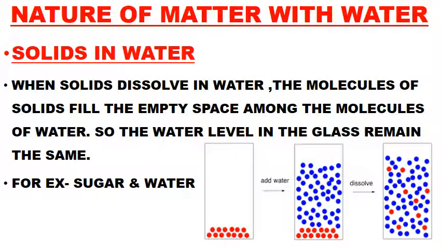When we add sugar molecules, which are red in color, and blue color molecules of water, you can see that the molecules of sugar take up the space between the molecules of water. So we can say that sugar gets dissolved in water.